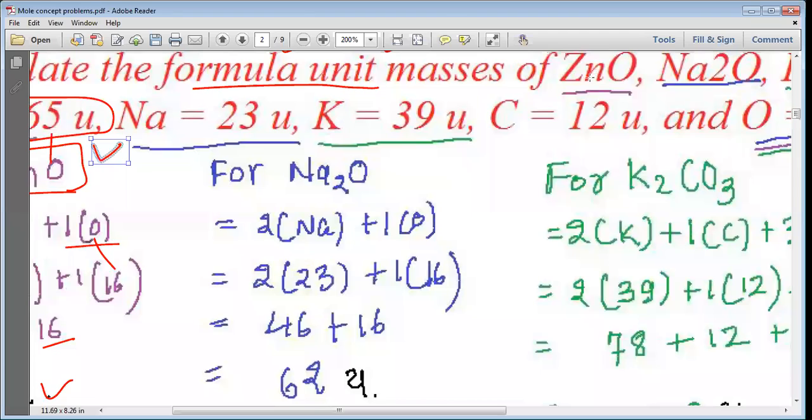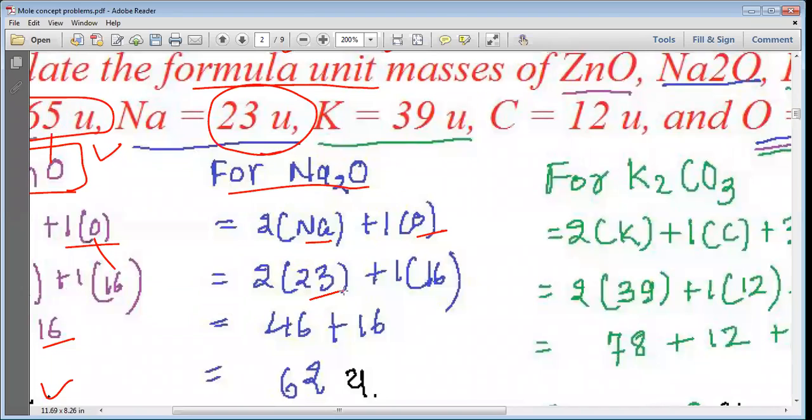Just for the compounds which are ionic in nature, we calculate the formula unit mass. Now for Na2O, my dear students, for calculating the formula unit mass, we write 2 into the atomic mass of Na plus 1 into the atomic mass of O, because only 1 oxygen is present, whereas 2 sodium atoms are present. Now we know that the atomic mass of sodium is 23 U.